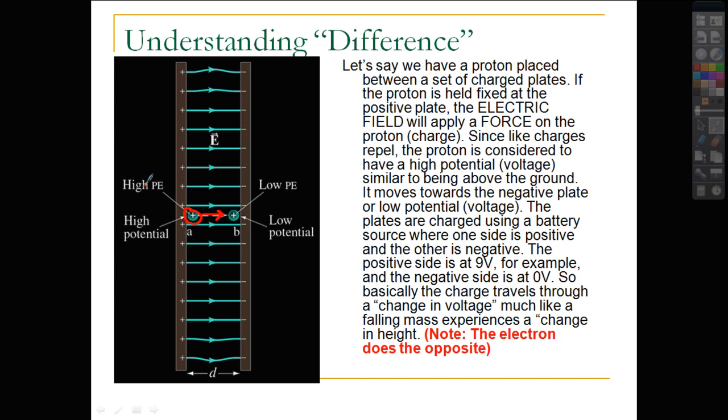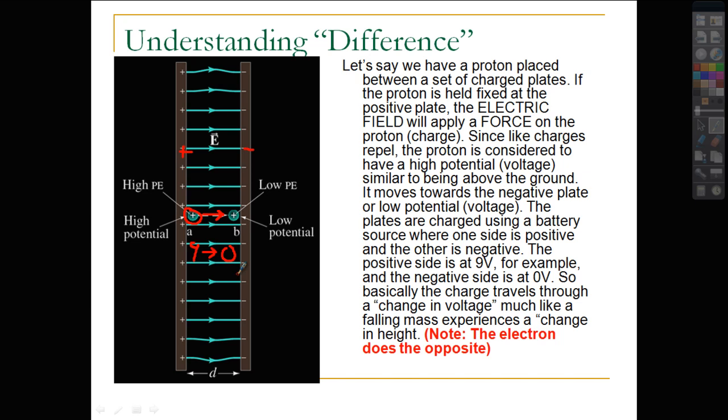The plates are charged using a battery source where one side is positive and the other side is negative. So you see we got positives over here and negatives on this side. For example, we could say the positive side is 9 volts and the negative side is 0 volts. So basically the charge travels through a change in voltage. A change in voltage. It goes from 9 over here to 0. That's a change. 9 to 0.